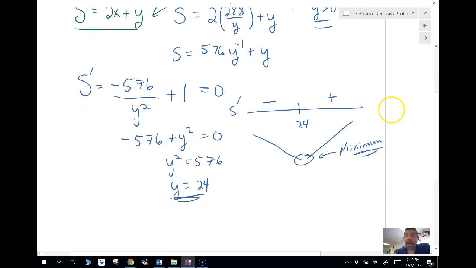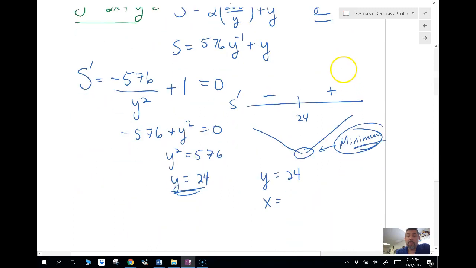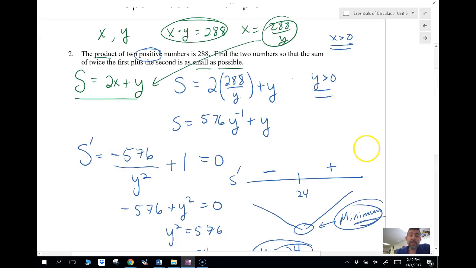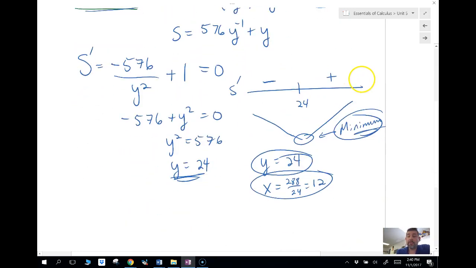All right, so my y value is going to be 24 at my minimum, and my x value is going to be 288 over 24, which is 12. So these are my values such that this sum is going to be as small as possible.